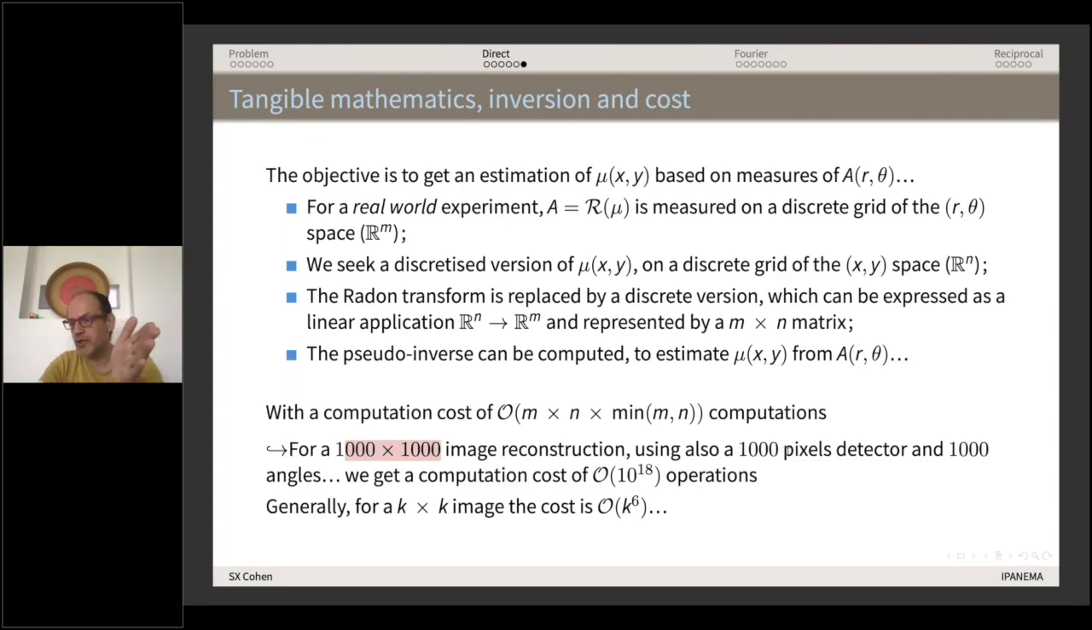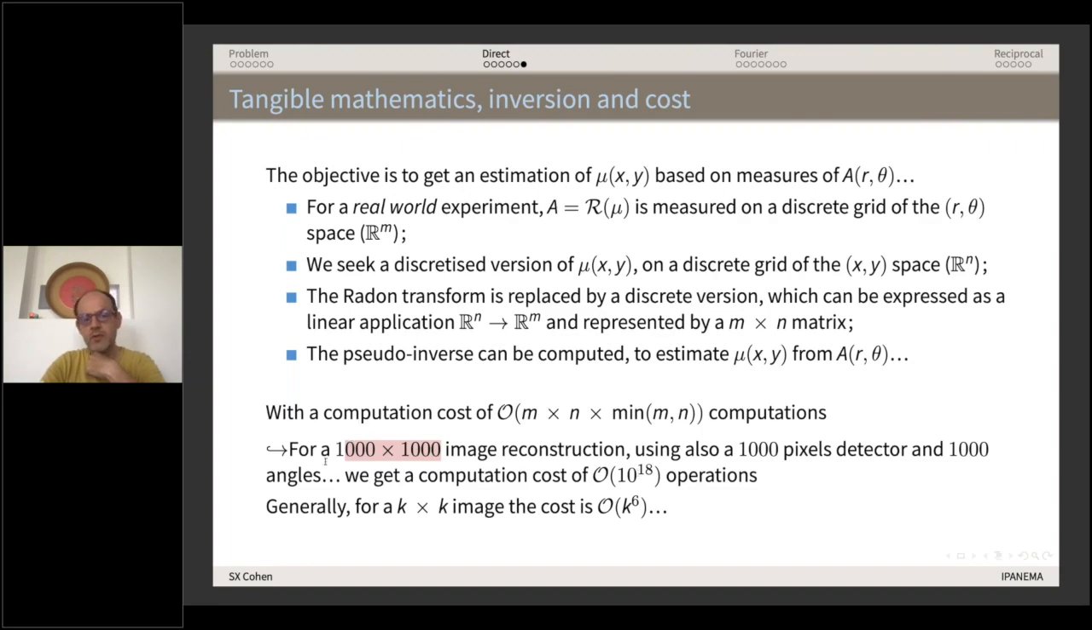So for each rotation, I'm going to measure 1000 values, and I'm going to do 1000 rotations, so that I end up having more or less the same amount of data as what I'm trying to estimate. Then the computation is big O of 10 to the 18th. That's a bit big, and as I told you, the constant by itself is already rather in the 1000 range rather than anything else.